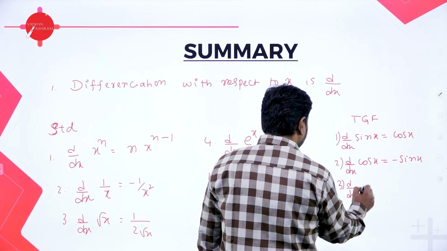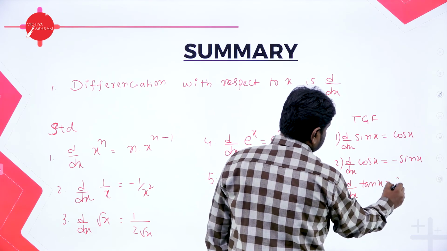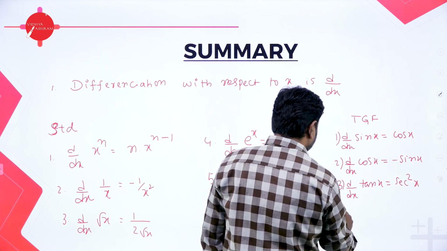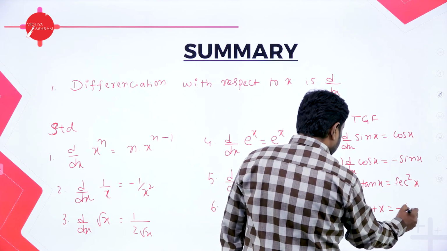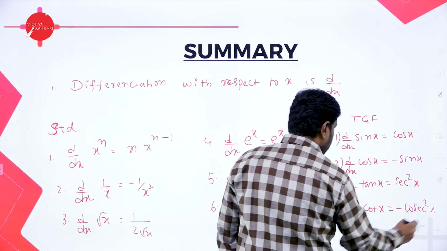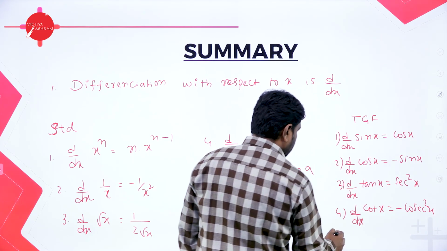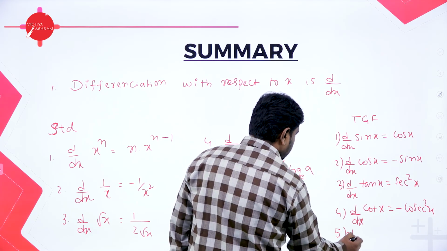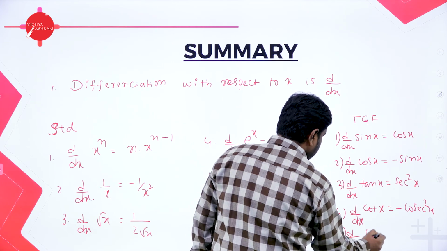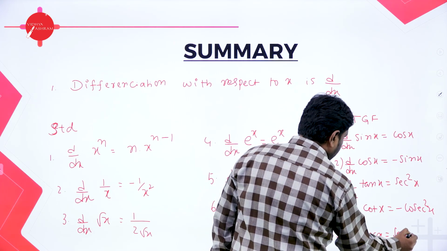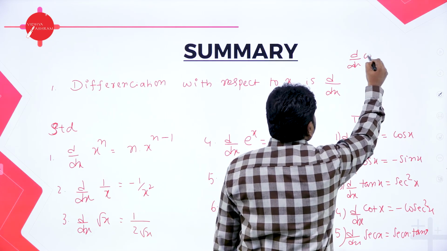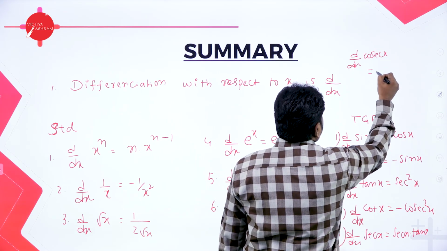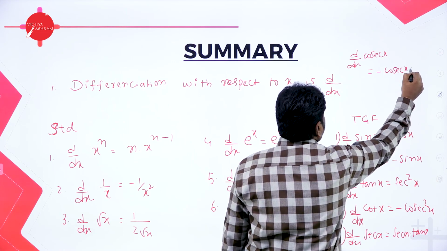Similarly, derivative of tan x we have done. What is d by dx of tan x? d by dx of tan x is secant square x, and d by dx of cot x will be minus cosecant square x. Please make a note of all these things and become thorough so that I can start my class. d by dx of secant x, the derivative of secant x, is secant x into tan x. And last but important, d by dx of cosecant x is minus cosecant x into cot x.